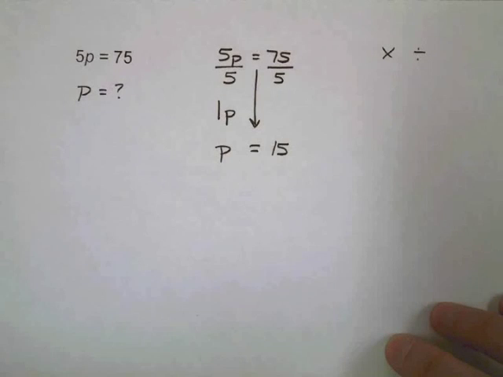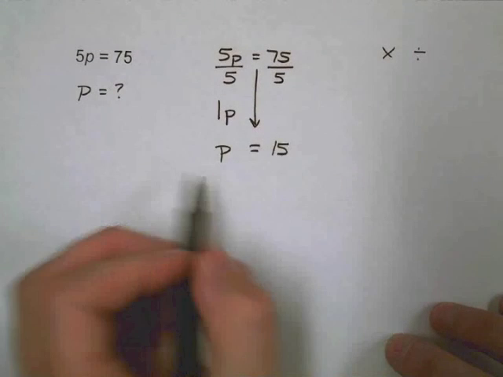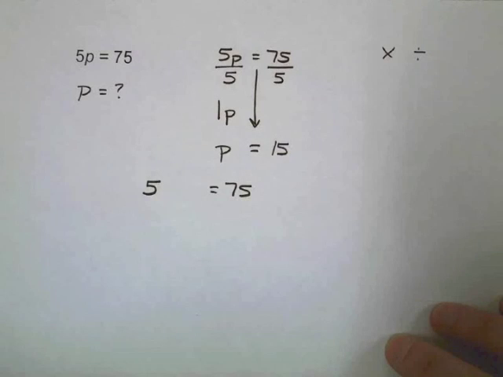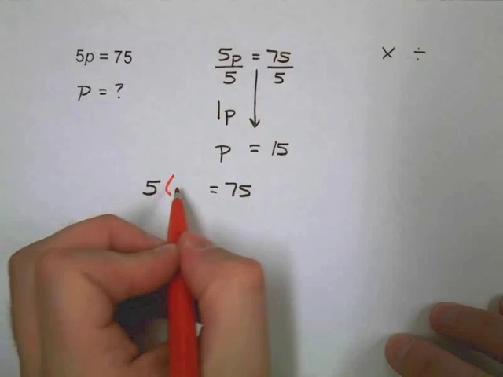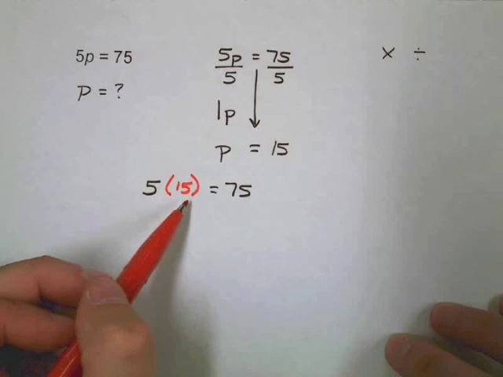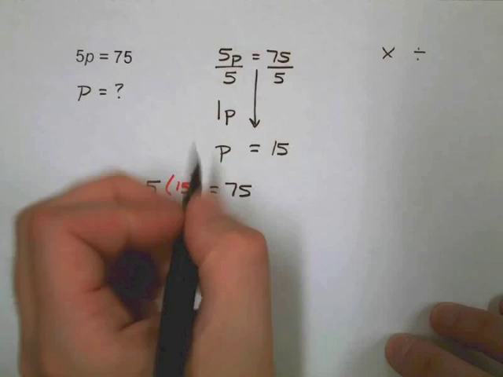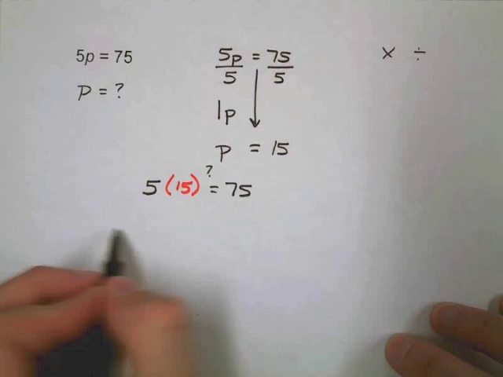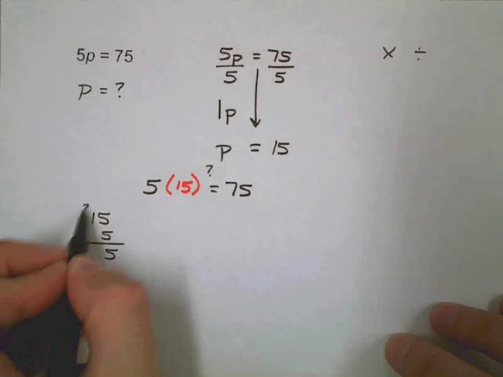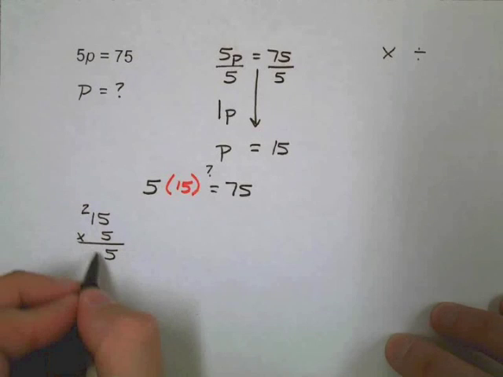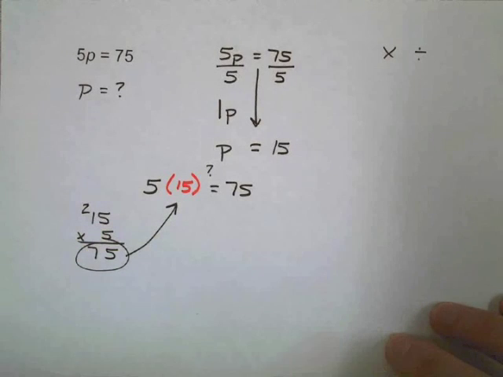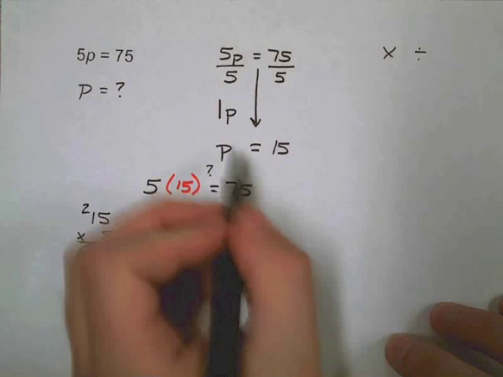Let's double check that though. Let's go ahead and take our 15 and put it back into our original equation. And I'm going to change color here. So 5 times 15, 5 times p, 5 times 15 equals 75. And this is what we're wondering right here. So 15 times 5, 5 times 5 is 25, 5 times 1 is 5, plus 2 is 7, and we have 75, which is equal to 75. So yes, p does equal 15.